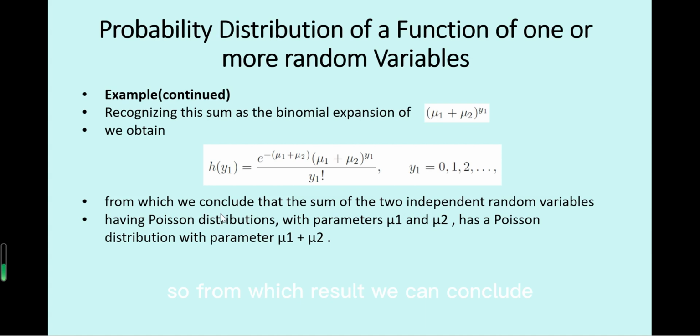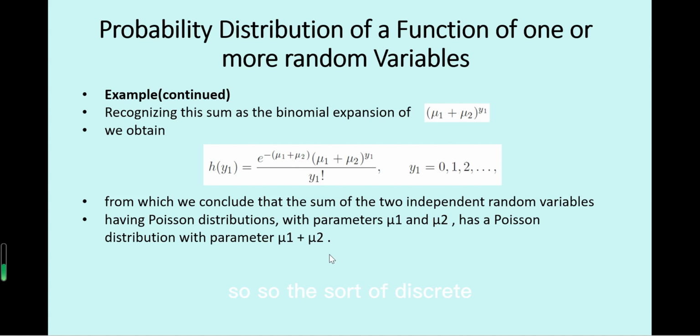So from this result we can conclude that the sum of two independent random variables having Poisson distributions with parameters mu1 and mu2 has a Poisson distribution with parameter mu1 plus mu2. The result is quite interesting because y1 is x1 plus x2, right? And x1, x2 both have Poisson distributions with mu1 and mu2. So y1 is also a Poisson distribution with parameter mu1 plus mu2.